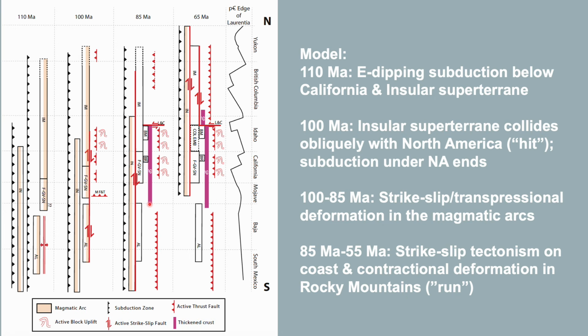That continues till about 85, where the slip on the fault stops being further back in the magmatic arc and pushes towards the plate margin, and then it starts moving up the coast relatively quickly to get in place by about 55 Ma. So the hit between 100 and 85, when it's not moving up the coast very much, is the first stage, and then the second run stage is when it's moving up the coast quite quickly, but it's still acting on the western edge of North America and causing shortening.